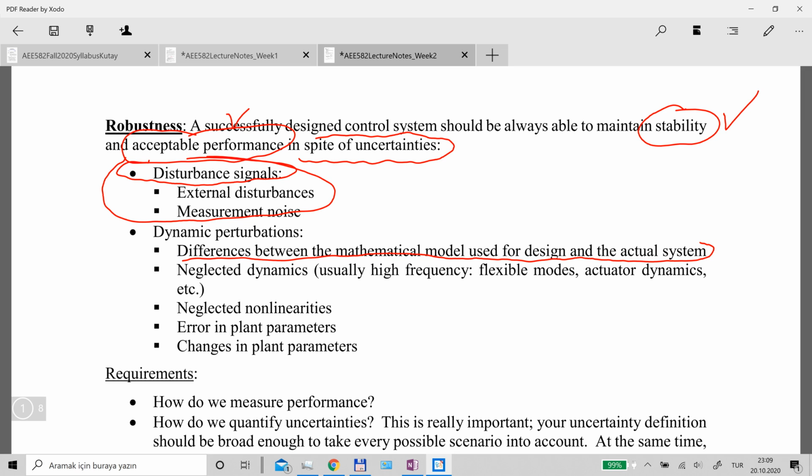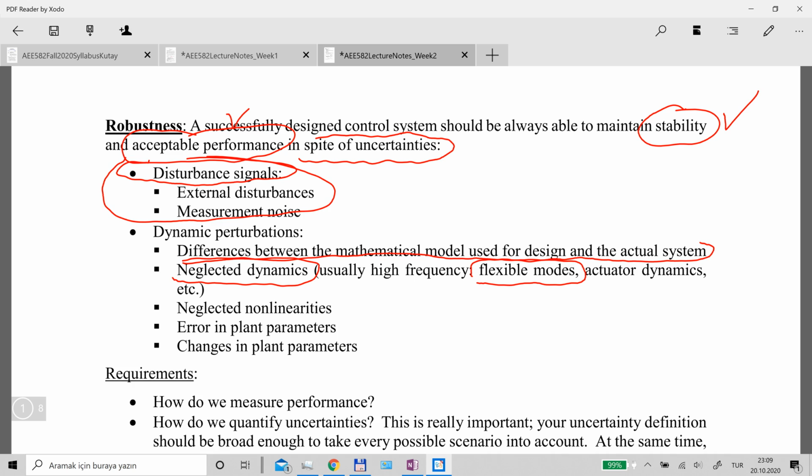The next one is neglected dynamics. This is different from the first bullet, because here you neglect certain dynamics altogether. Good examples are given here. The flexible modes. When you are designing a mechanical system, there may be certain parts with flexibility, and when you neglect that, your mathematical model will be of lesser order. But at the same time, these additional dynamics from those flexible modes will be neglected.